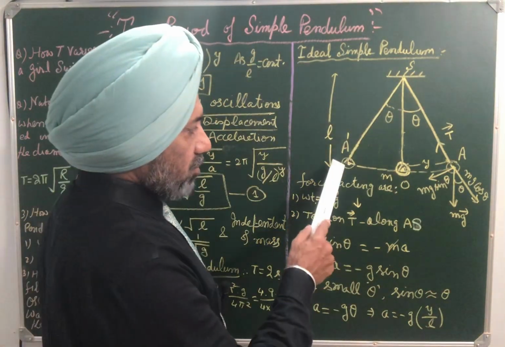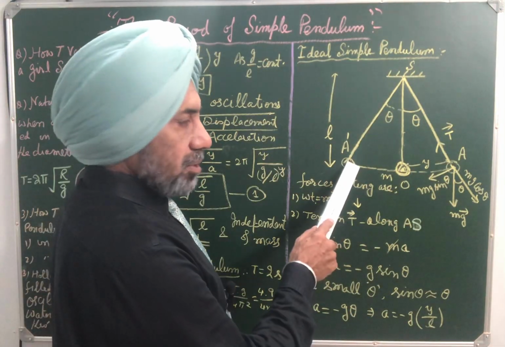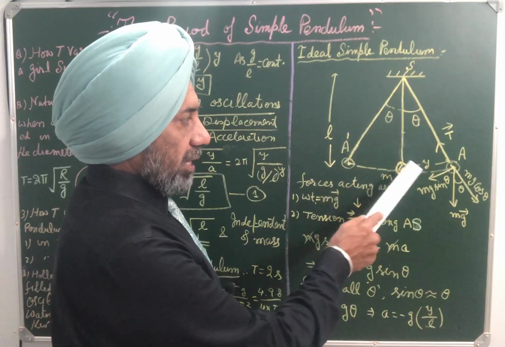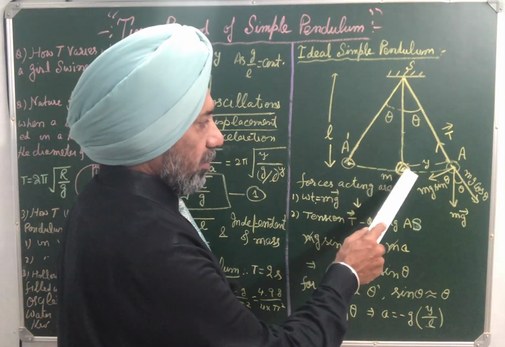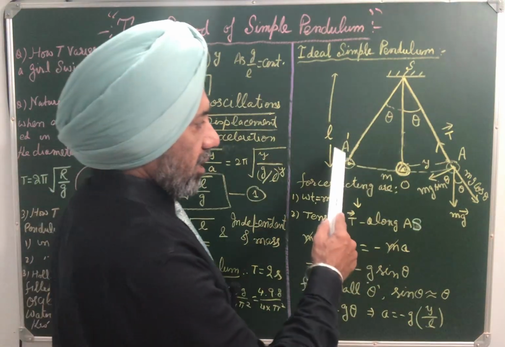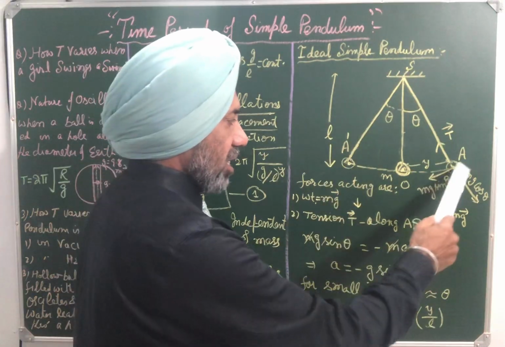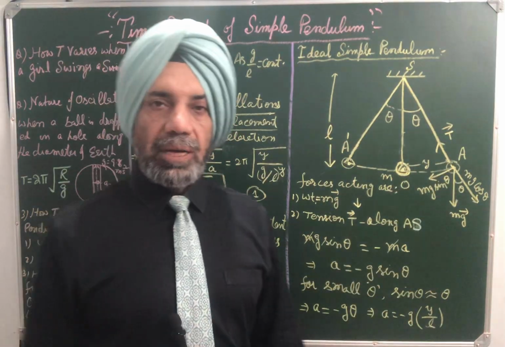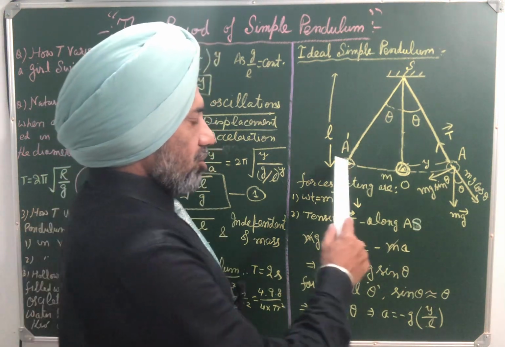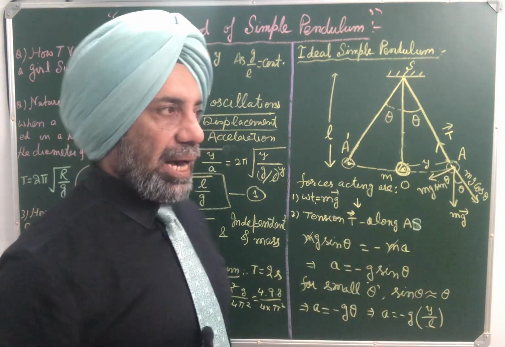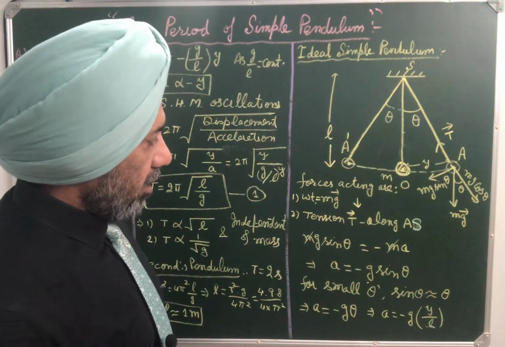Again, the restoring force comes into play, the same component mg sin theta, and it stops at position A dash on the other extreme, and then it is taken back to the mean position. As a result, this pendulum starts oscillating between A and A dash about the fixed point O, called the mean position of the pendulum. So these oscillations are simple harmonic in nature. Now we are going to prove it.